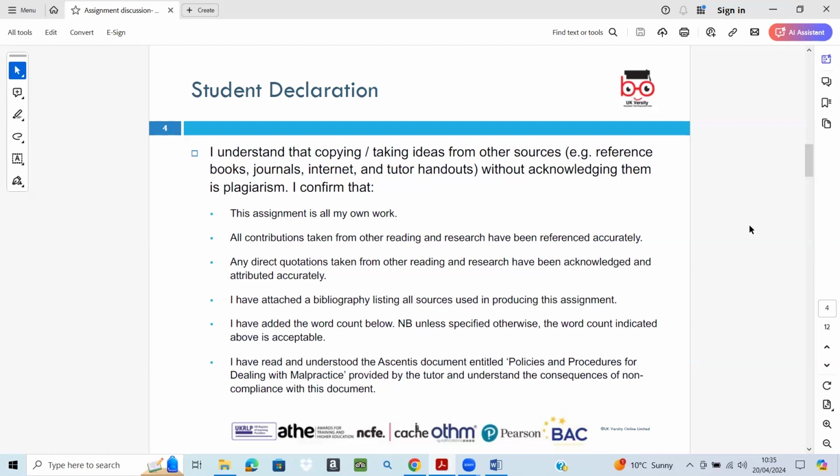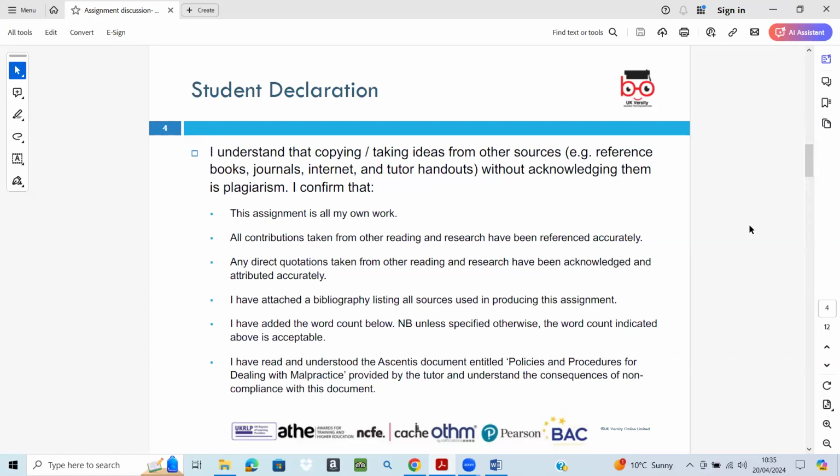And then finally, the declaration mentions a specific policy document on malpractice. So why is it important to understand this document? Understanding it helps us know what counts as malpractice and the consequences if we don't follow the rules. If we have used, for example, plagiarized work or AI, something like that, then we will be in trouble. So we always have to be aware of and adhere to the ethical guidelines set by our academic institution.